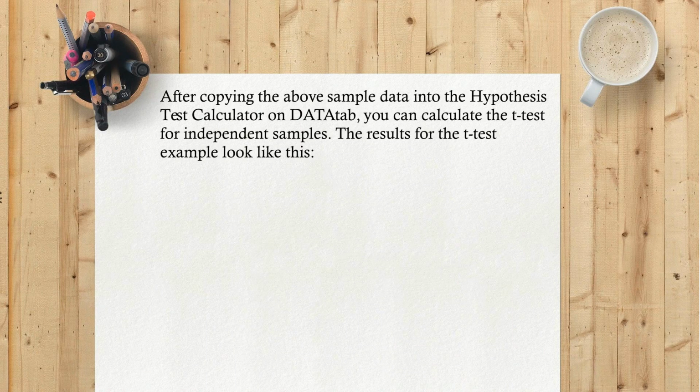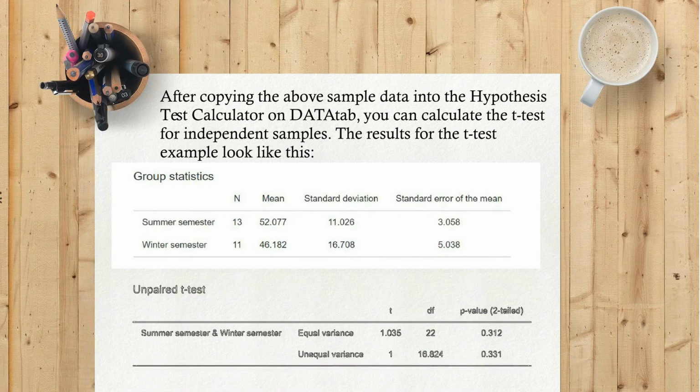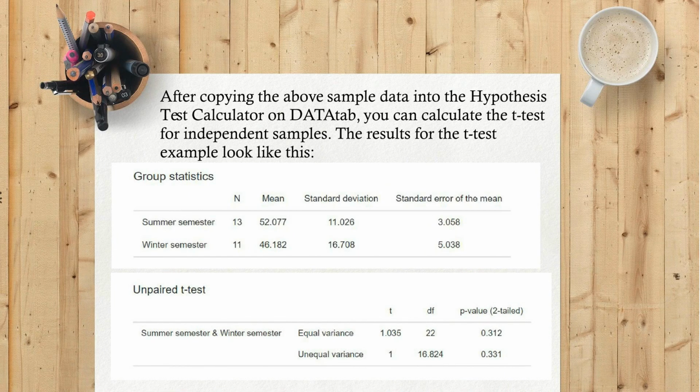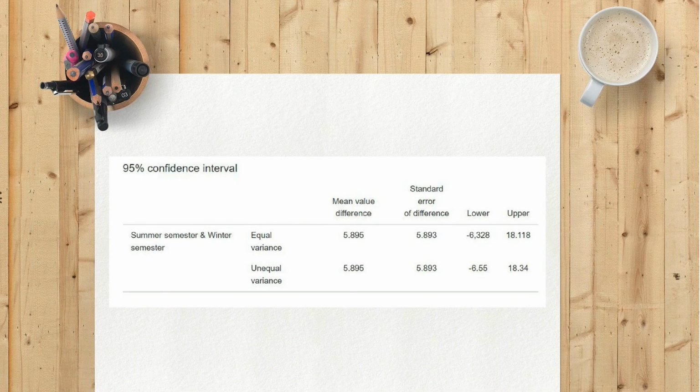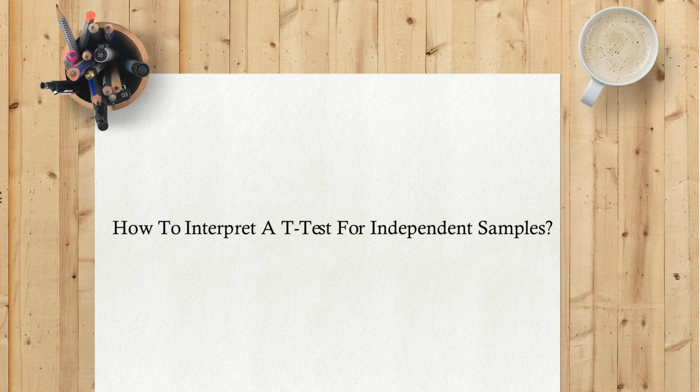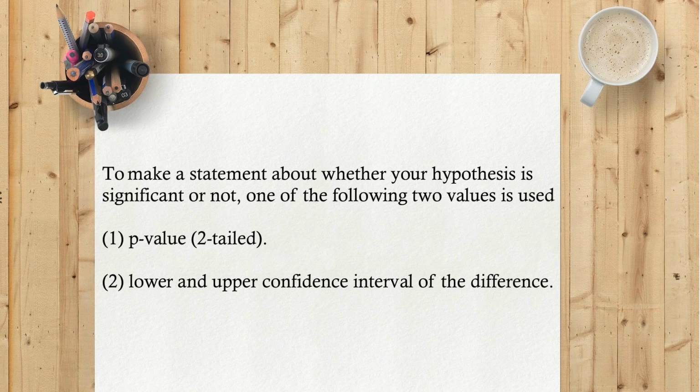After copying the above sample data into the hypothesis test calculator on the Data tab, you can calculate the t-test for independent samples. The results for the t-test example look like this. How to interpret a t-test for independent samples. To make a statement about whether your hypothesis is significant or not, one of the following two values is used. 1. P-value, two-tailed. 2. Lower and upper confidence interval of the difference.